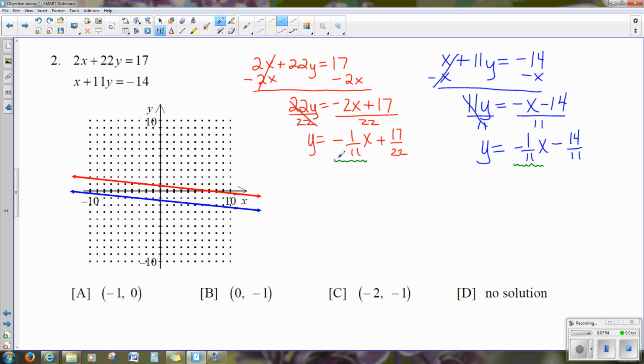So they both have a slope of -1 over 11, which means they're rising and running in the same exact way. So they are never going to intersect with each other. There is no solution to this system of equations. There's no point, no set of x and y values that makes both of those true at the same time.